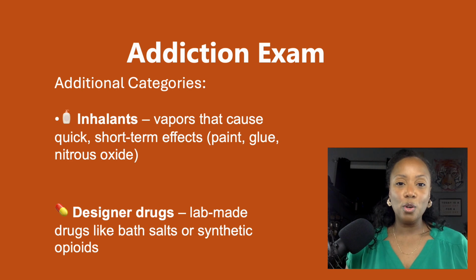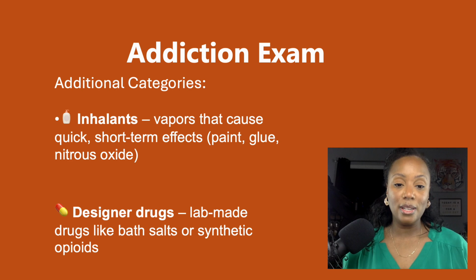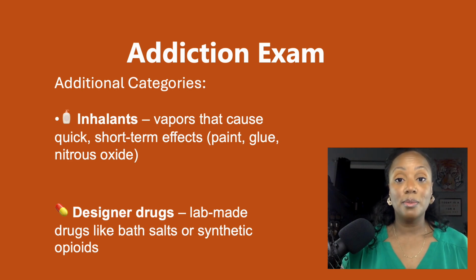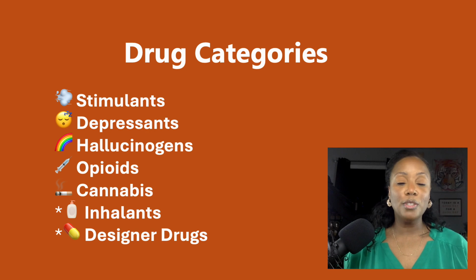Two bonus drug categories that you might see on some addiction exams include inhalants and designer drugs. Inhalants are vapors that cause quick short-term effects. Some examples of inhalants include paint, glue, and nitrous oxide. Designer drugs are lab-made and synthetic, and these include drugs like bath salts or synthetic opiates. The 5 main drug categories you will see on your addiction exam include stimulants, depressants, hallucinogens, opiates, and cannabis, and 2 extra categories that you may see on different exams include inhalants and designer drugs.